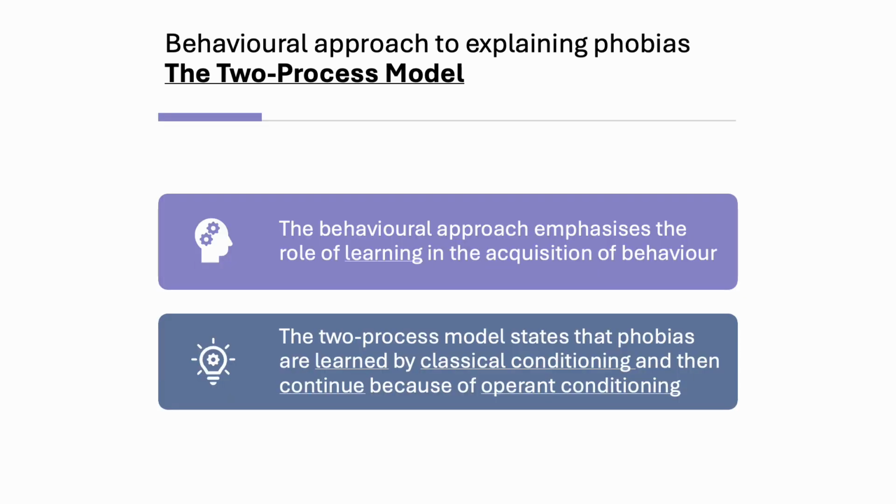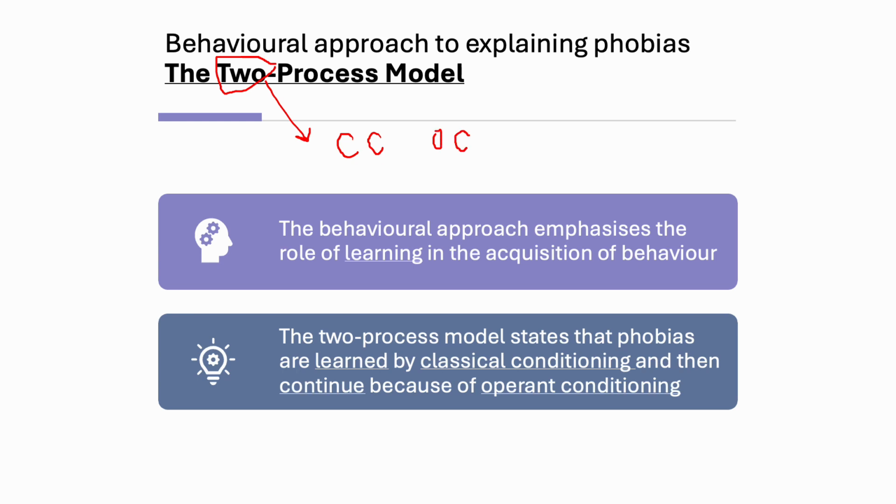Moving on to the behavioural approach to explaining phobias. Now, this is called the two-process model on the specification, and that is for the reason that it is made up of 2 processes. Just like the behaviourist approach in approaches, your knowledge of learning theory and attachments, and various other parts on the specification, you are expected to know the 2 processes, which are classical conditioning and operant conditioning.